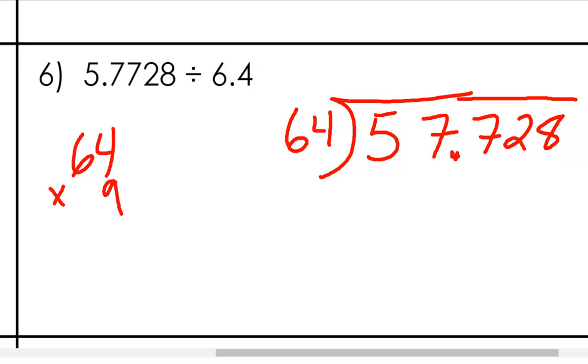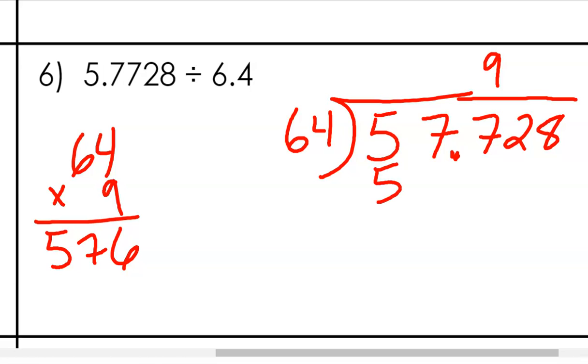Let's try 9 times 9. So let's do 64 times 9. That gives us 576. So let's put the 9 right above the 7, the third 7. Okay, I mean 577. So 9 times 64 is going to be 5, 7, 6. So we subtract, and we get 1 left over, and we're bringing down 2.